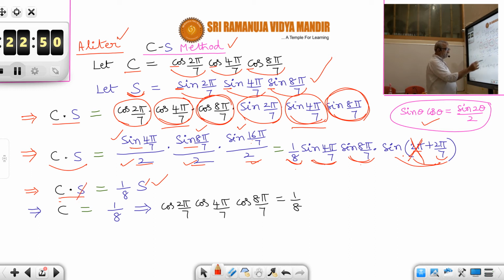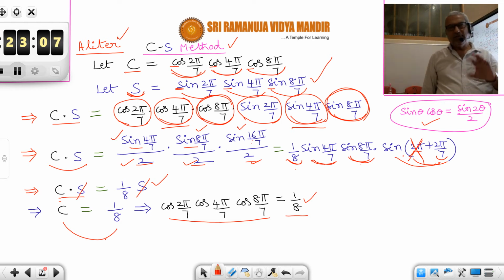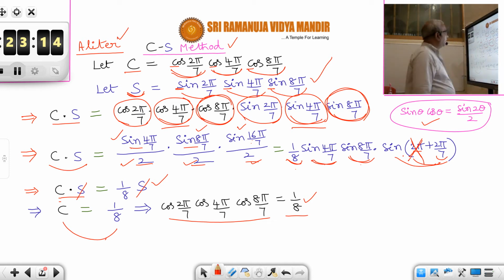Therefore S can be cancelled out on both sides. So C is equal to 1 by 8. But C means cos 2 pi by 7 into cos 4 pi by 7 into cos 8 pi by 7 only. So its value is 1 by 8. This method is called the CS method. Using the CS method you can find the value of C, not the value of S, but you can find the value of C. Okay, let us see the next question.